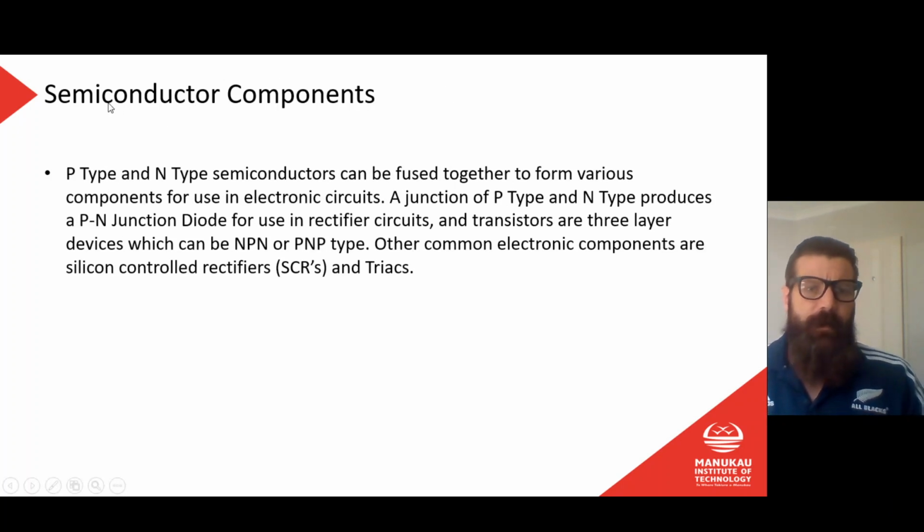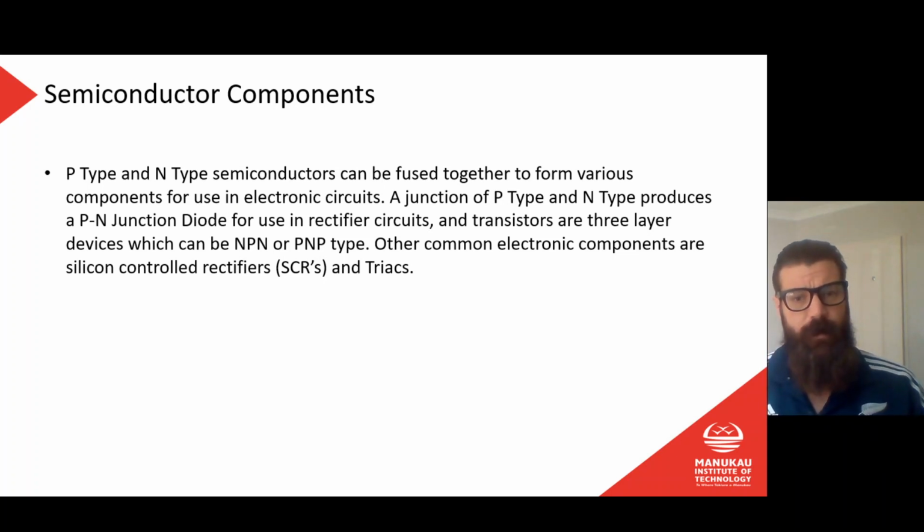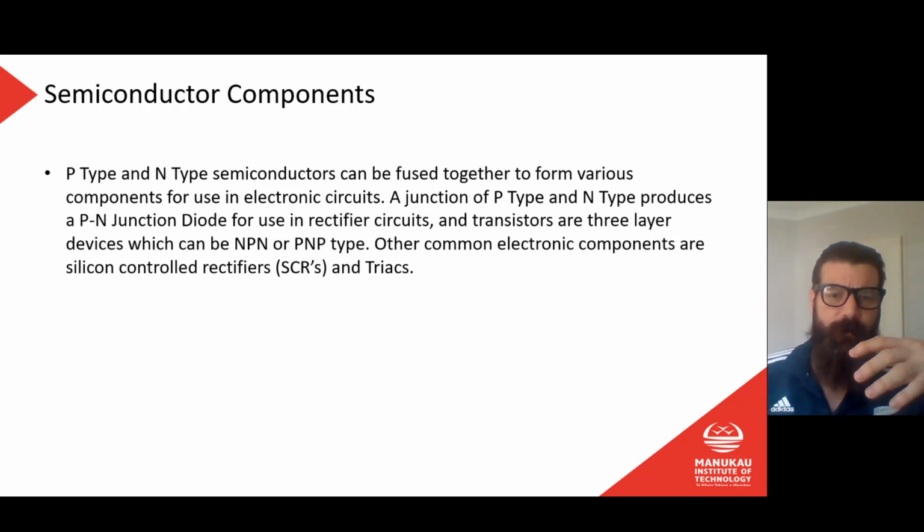So we use semiconductors to create semiconductor components, as I just said. So P-type and N-type semiconductors, so that's a positive or a negative type semiconductor, two different styles, can be fused together to form various components for use in electronic circuits. A junction of a P-type and N-type produces a P-N junction diode for use in rectifier circuits, and transistors are three-layer devices that can be NPN or PNP. Other common electronic components are silicon-controlled rectifiers and triacs. Now, as I said, we're not going to go too much into depth on those.